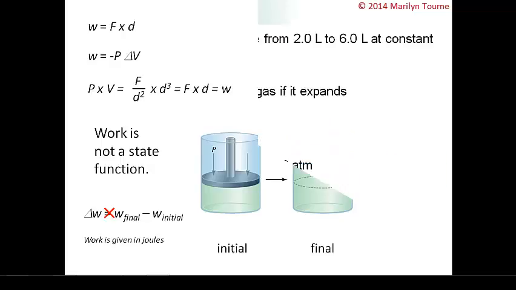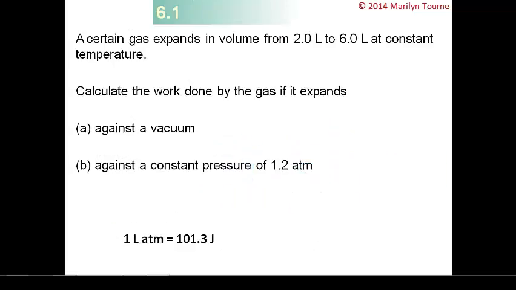Let's try a problem. One thing I do want to point out is, again, work is equal to negative P times delta V. That P is the external opposing pressure. But if the pressure is 0, for example, if the gas is expanding against a vacuum, right, there's no pressure, then the work done must be 0. Right? Because work is equal to negative P delta V. But if there's no P, if the P is 0, then that whole work must be 0 as well. So I just want to point that out.